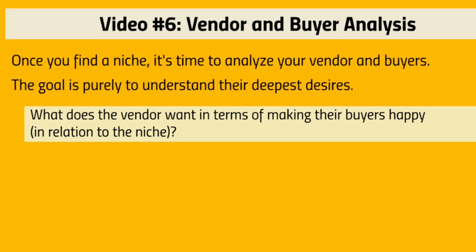So the first question is, what does the vendor want, in terms of why and what they want to do, and how they want to do it, as far as making their buyers happy. In other words, when a vendor sees something, they either think, this is something my buyers definitely don't want, or this is something my buyers really, really want, and I want to make a deal with another vendor and make a special deal for my buyers.